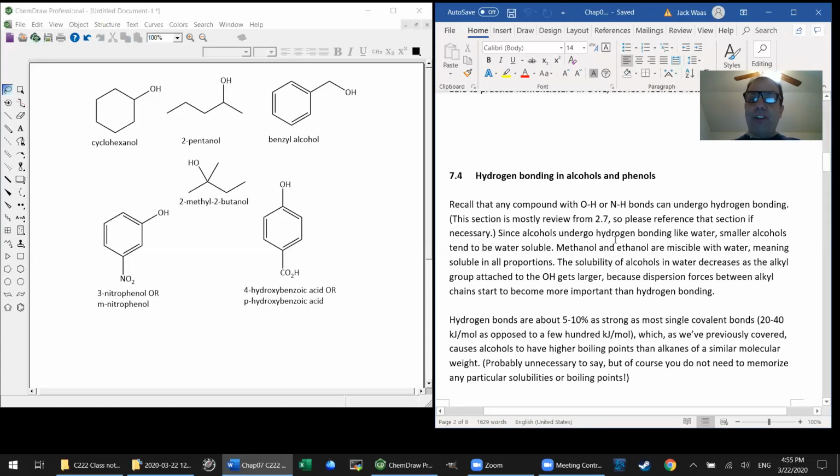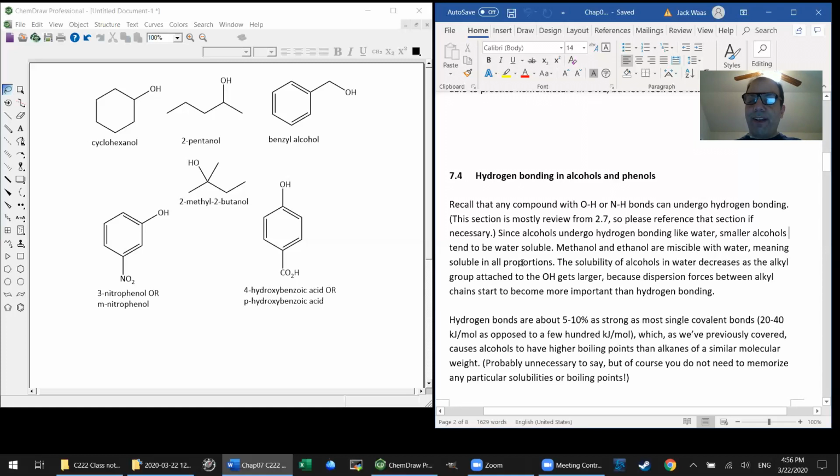And so alcohols have that in common with water. They have similar intermolecular forces. So that's why smaller alcohols especially tend to be water soluble. And methanol and ethanol are soluble in all proportions with water. So you can make a solution of either methanol or ethanol with water using however much of either of those two with the water that you like. And you will get a solution. It will always be soluble.